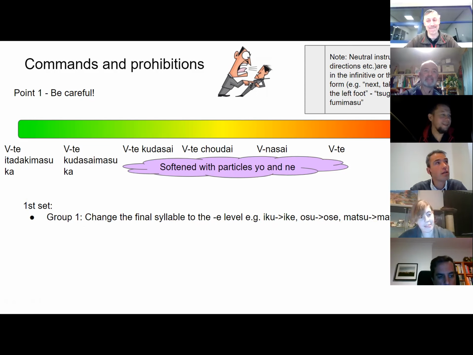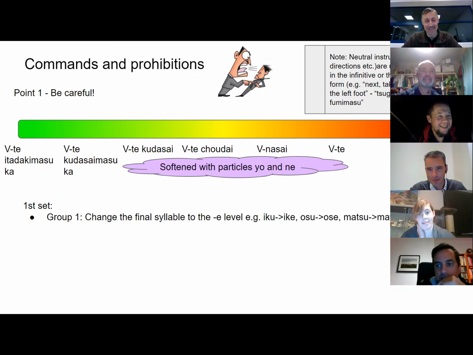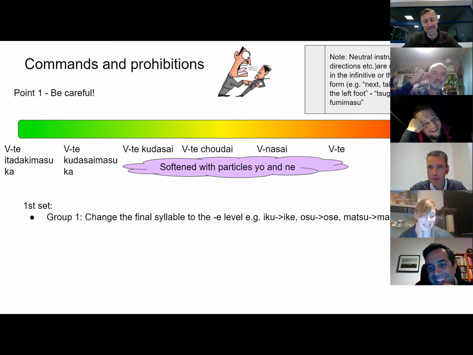Wukash, what would be cut? Kire. Kire, good. Kim, what would be swim? Oyoge. Okay, good. Kelly, what would be drink? Nome. Joel, what would be read? Yome. Good. David, what would be stand up? Tate.